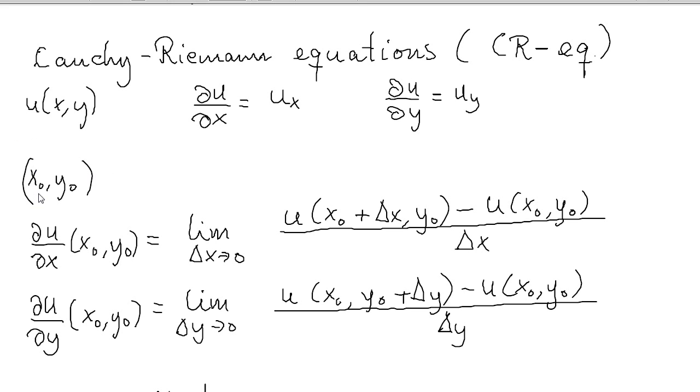Let us now consider a point (x0, y0) in the xy plane. We recall that the partial derivative of a real function u with respect to x is just this limit, and we are taking this partial derivative at the point (x0, y0). Similarly, we have this expression for the partial derivative of u with respect to y at the same point. It is very similar to the above definition, but recall that here, instead of using delta x, we use delta y.